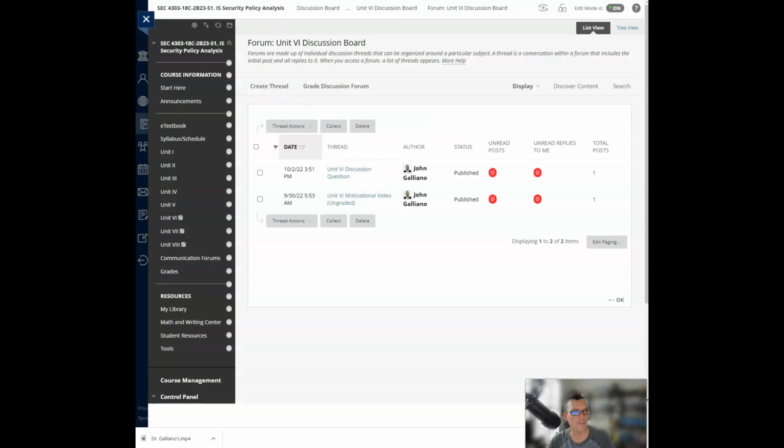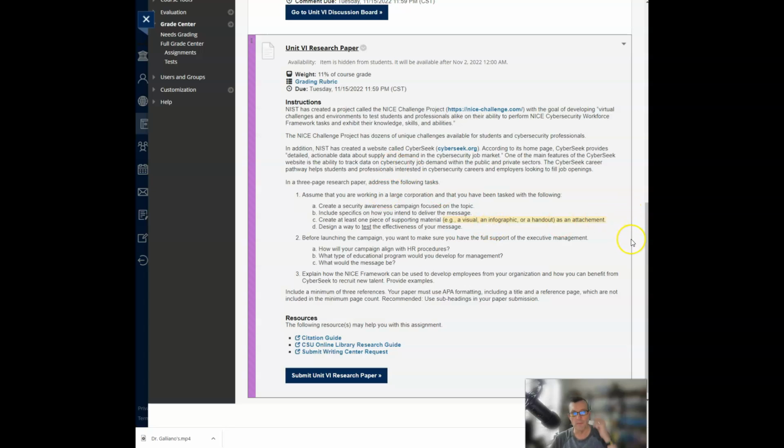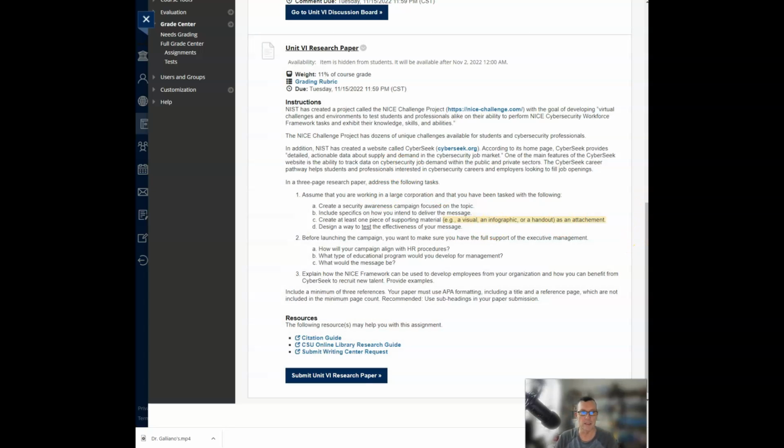For the Unit 6 assignment, we have a research paper, and it is literally on a security awareness campaign. It's a 3-page paper, and your 3 main points are going to be: you're part of a large corporation, you've been tasked to create a security awareness campaign, and you need to cover the specifics on how you intend to deliver your message.